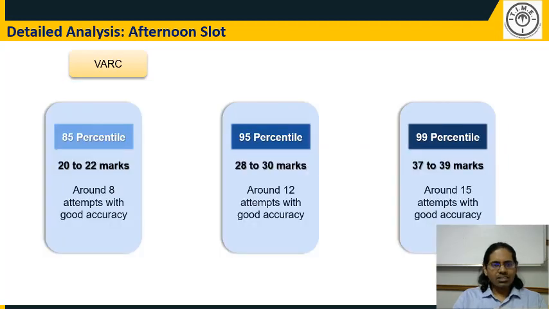Now to score 85 percentile in VRC, around 21 marks, that is a range of 20 to 22 marks, will fetch you 85 percentile. Around 28 to 30 marks will fetch 95 percentile, while 37 to 39 marks will fetch around 99 percentile.